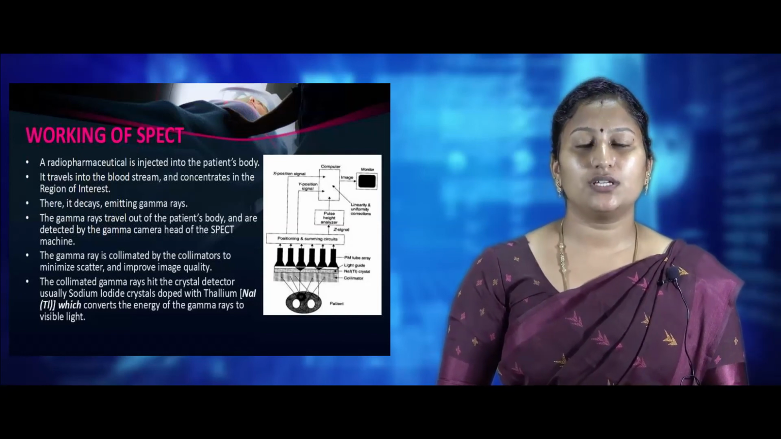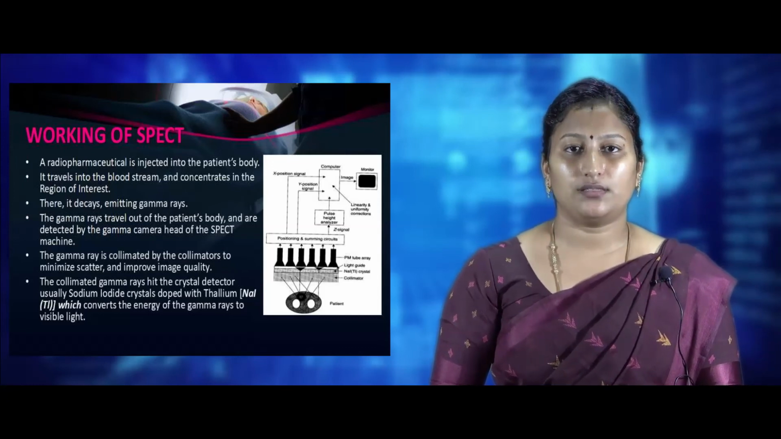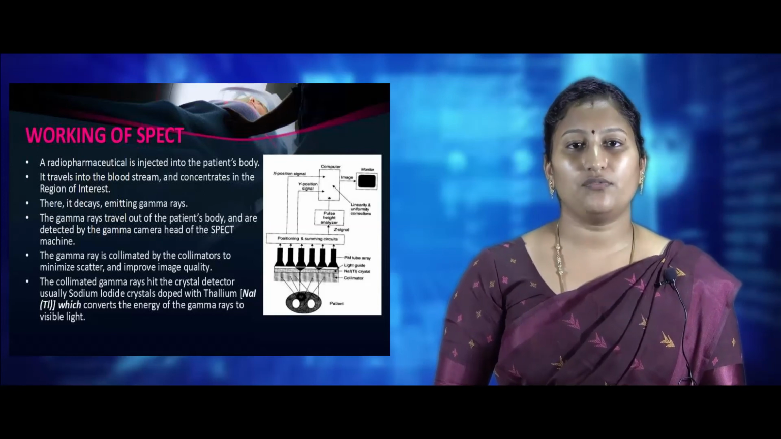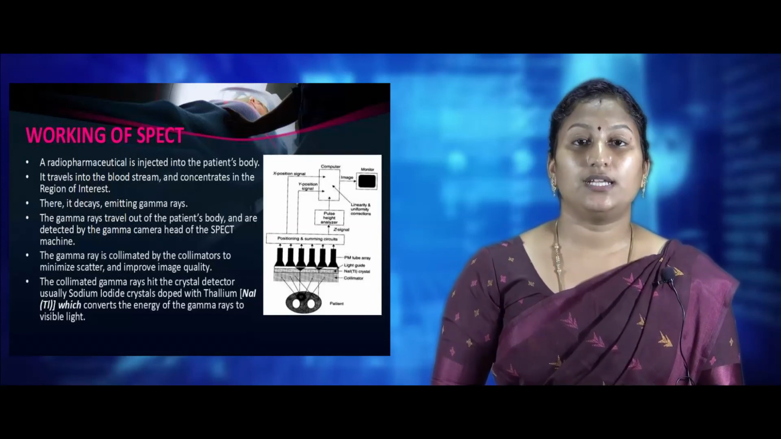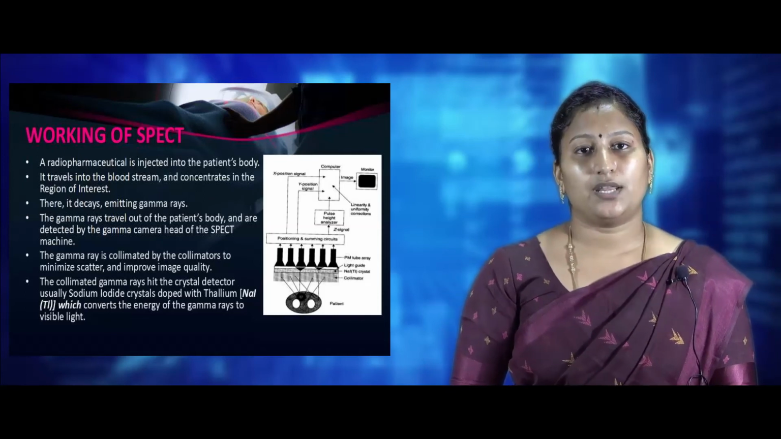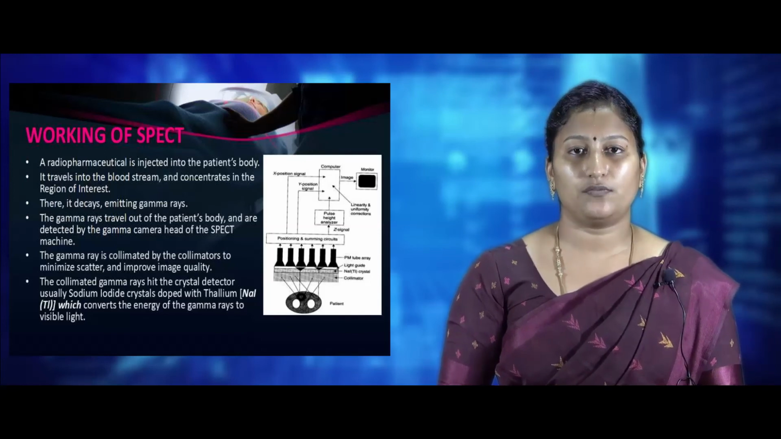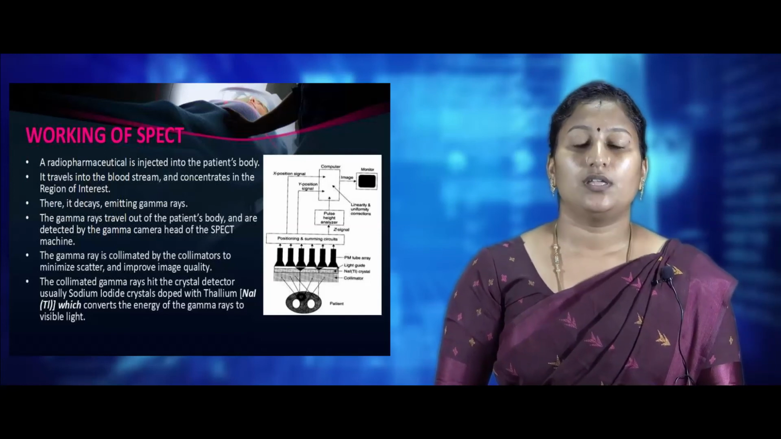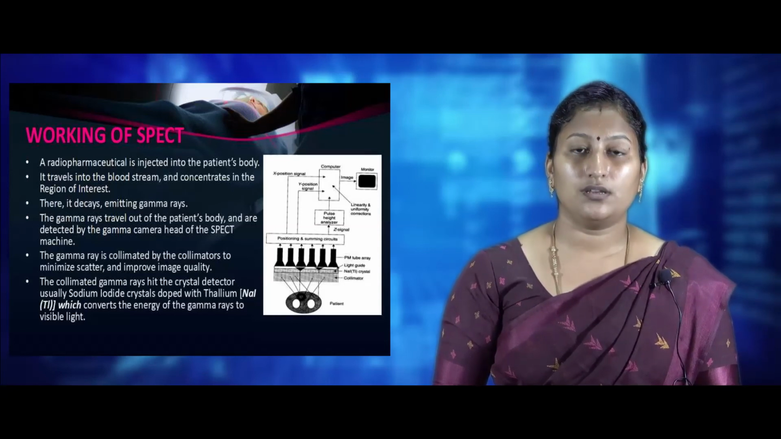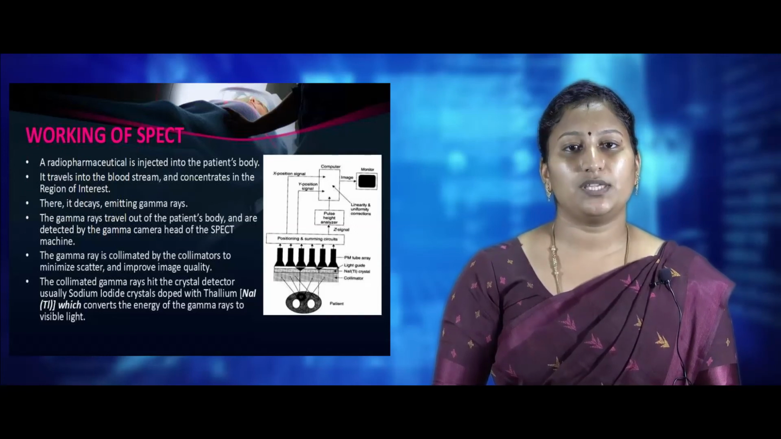Radiopharmaceuticals are injected into the patient's body. They travel in the bloodstream and concentrate in the region of interest. There they decay by emitting gamma rays. The emitted gamma rays are detected by the gamma camera head of the SPECT machine. The gamma rays are collimated by the collimator in order to reduce scattering and improve image quality.